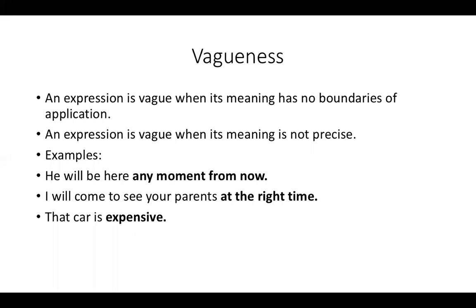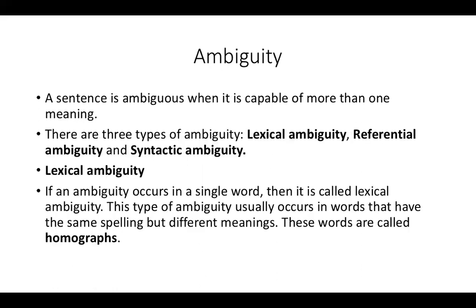That car is expensive. Expensive only suggests that the price of something is higher than normal. But how high it is, there's no idea. Yeah, expensive is not precise. You can't put a figure. You can't put a peg somewhere and say this is the price. This is how expensive. Now let's go to ambiguity. A sentence is ambiguous when it is capable of more than one meaning.